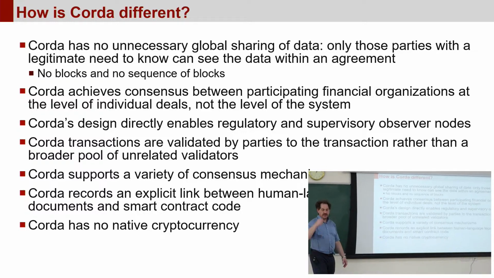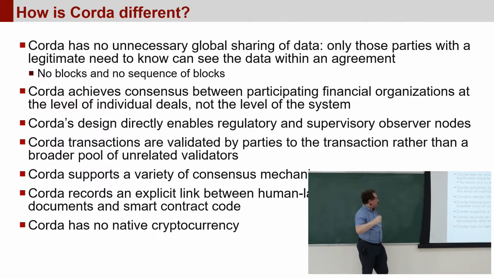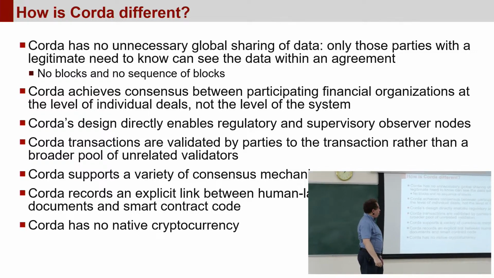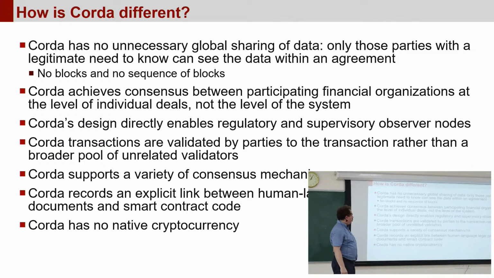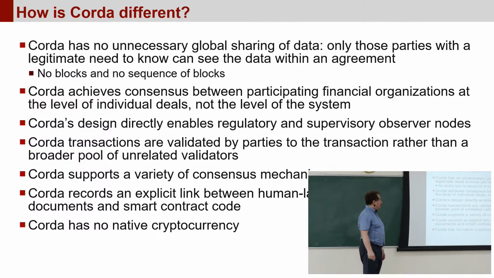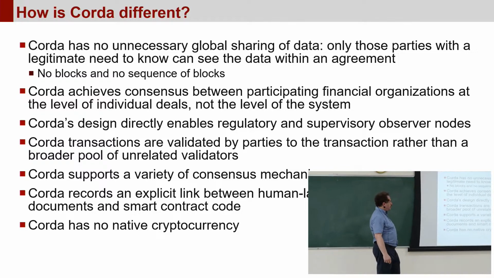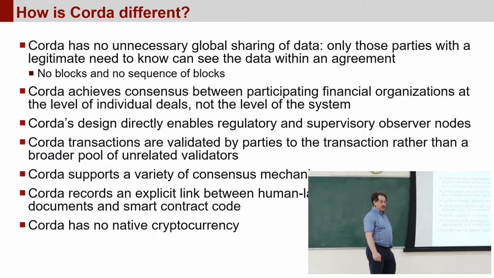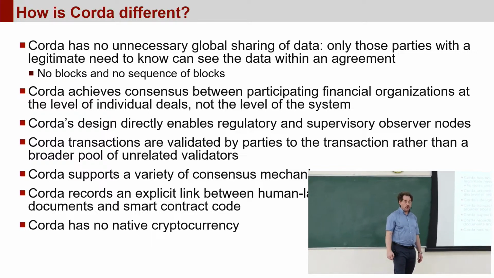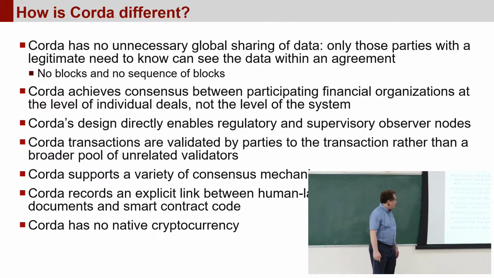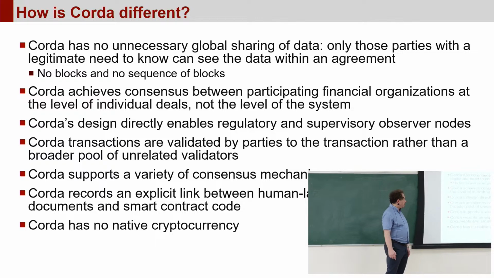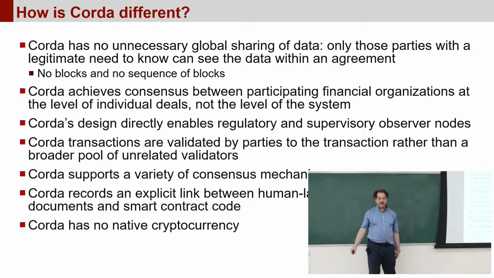However, it also has significant differences compared to other blockchains. So, no global sharing of data. Only parties with a legitimate need to know can see the data within an agreement. So it's on the need-to-know basis. There are no blocks, and consequently no sequence of blocks. And the consensus between participating organizations is at the level of individual deals. So it's not a global level of the system.